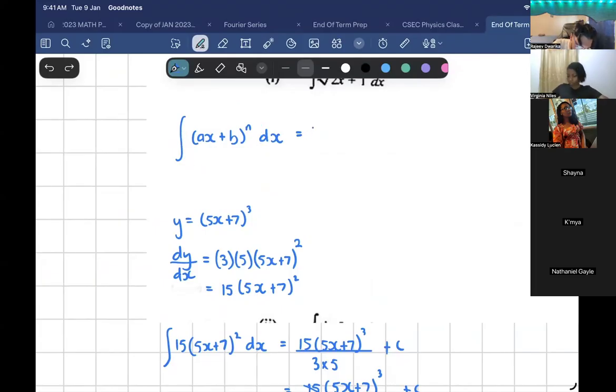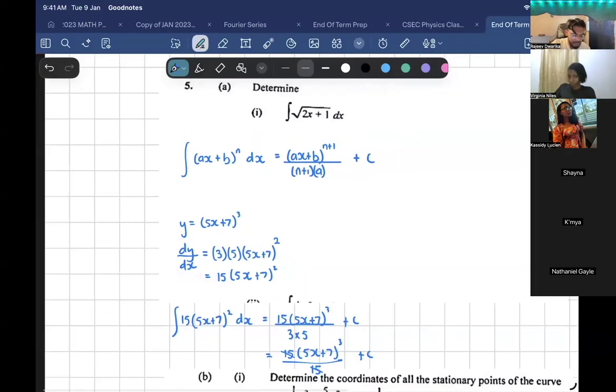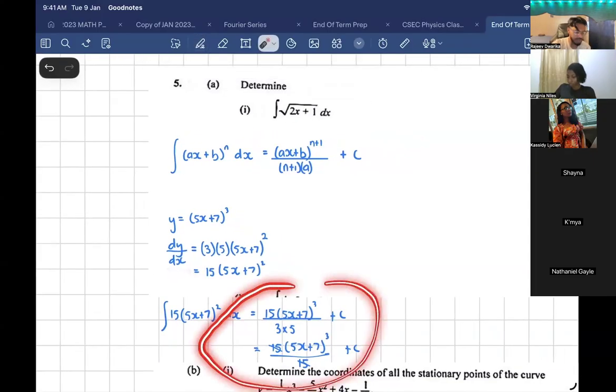We're integrating, so we add 1 to the power, and you'll have n plus 1. I'll write back ax plus b to the power n plus 1, and then you put that over n plus 1 by a, plus c. Isn't that the exact same thing we did over here in the example? Yes, it is.